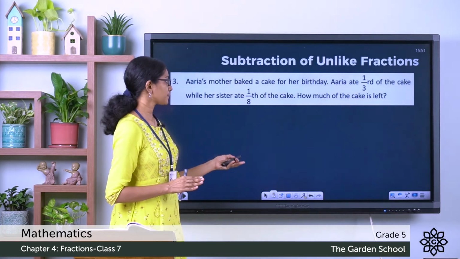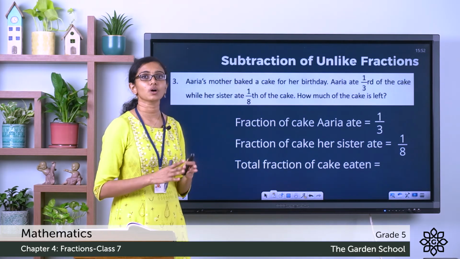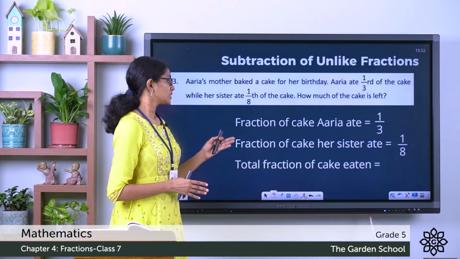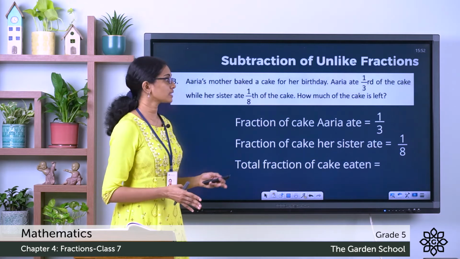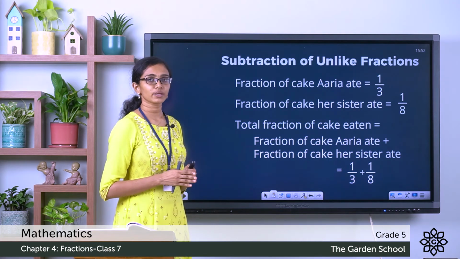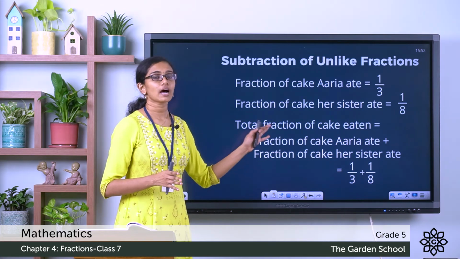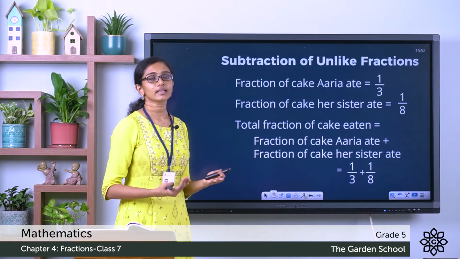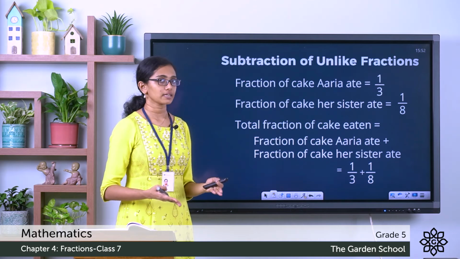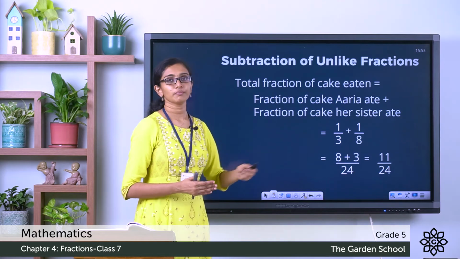So from the question we can write fraction of cake Arya ate is equal to 1 by 3, which is 1 by 3rd of the whole cake. The fraction of cake her sister ate is equal to 1 by 8. Now total fraction of the cake eaten, that would be the fraction of cake Arya ate plus the fraction of cake her sister ate, which is equal to 1 by 3 plus 1 by 8. Now look at the fractions. Are they like fractions? No, they are unlike fractions. So you have to first make their denominators the same and then proceed with the addition. So when you proceed like that, after finding the LCM, you get the total fraction of the cake eaten is equal to 11 by 24.